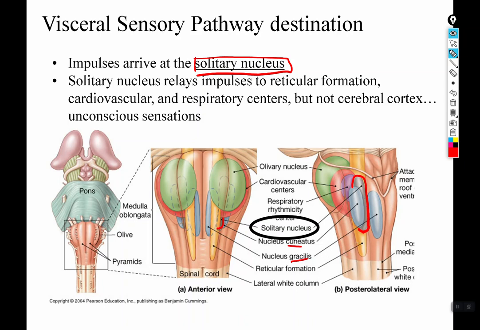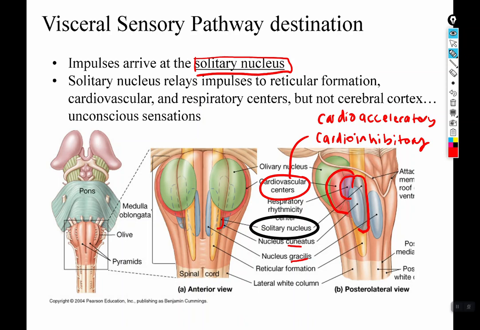Because of its proximity to its neighboring respiratory rhythmicity center and cardiovascular center, and the cardiovascular centers contain cardioacceleratory and cardioinhibitory nuclei, those are going to either speed up or slow down your heart rate. So the position of the solitary nucleus basically allows it to send impulses to its neighbors to initiate decisions and changes based on the sense being received.